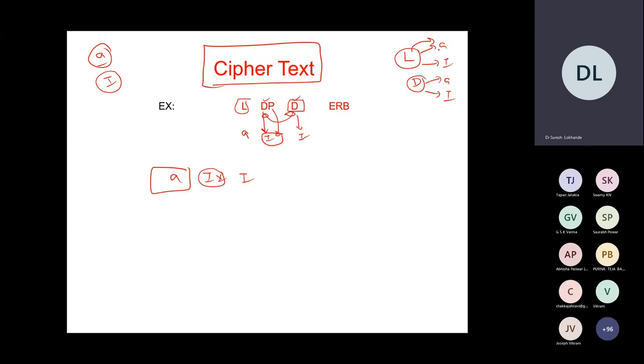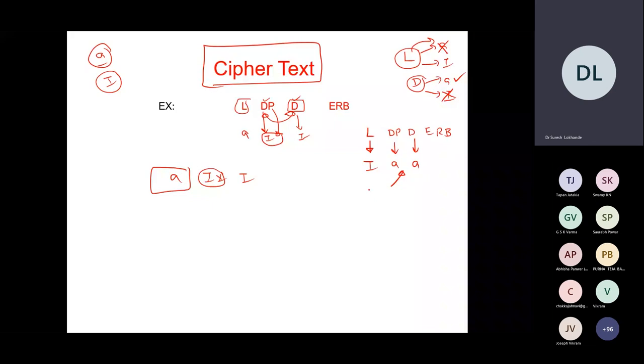Then when you go for L, D, P, D, E, R, B, we understand that the chance is that L is I. Then definitely A will be D. That means wherever I have A here, and we have the A here, I then try to find out what the next character is. This type of thing is what we call analyzing the text. So the bad guy can find out the entire sentence, which is the algorithm behind this.